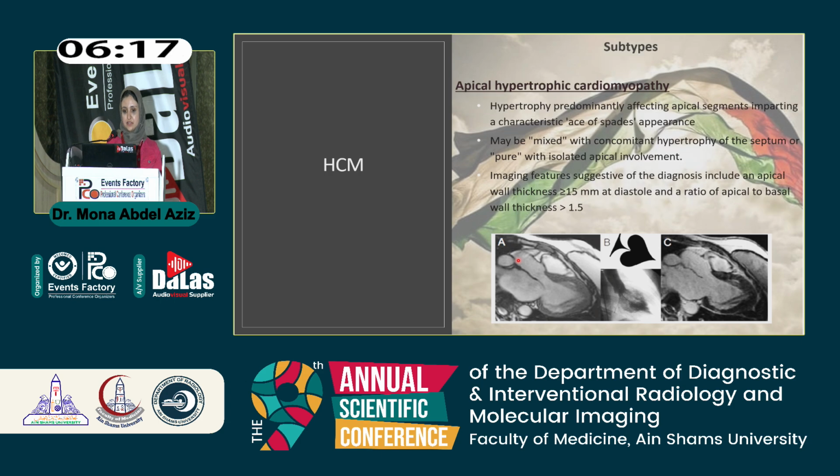And there is another subtype, which is apical hypertrophic cardiomyopathy. It usually affects the apical segments of the myocardium and has a characteristic appearance of the ace of spades. It can be isolated apical involvement or mixed with concomitant hypertrophy of the septum. For its diagnosis, the apical wall thickness should be more than 15 millimeters at diastole, and the ratio of the apical to the basal wall thickness should be more than 1.5.